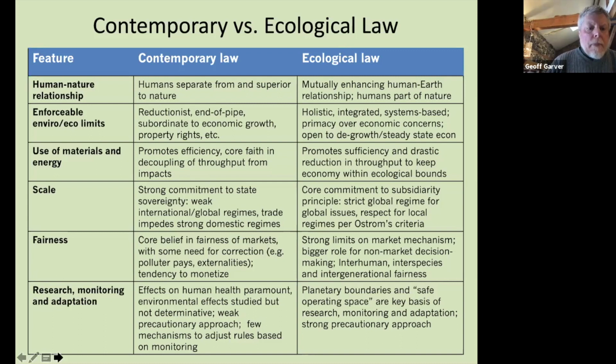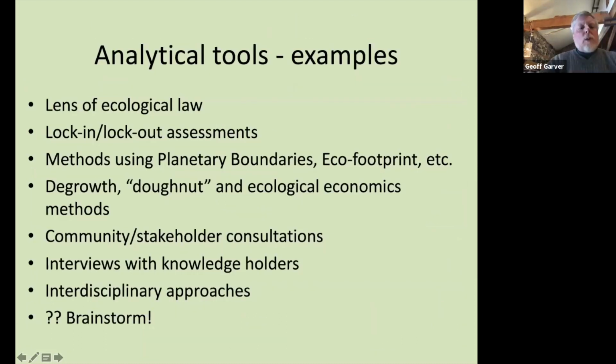So here I just want to do a quick review of various analytical tools that we've identified to date as being applicable. The first is the lens of ecological law, and after this slide, I'll be turning the presentation over to Carla to tell you more about that. Another tool that I've been developing is called lock-in lockout assessments, and I'll explain that a little more after Carla speaks. Various methods are emerging using ecological limits like planetary boundaries, ecological footprint, and so on, as well as various methodologies that are growing out of ecological economics, degrowth economics, donut economics, and so on.